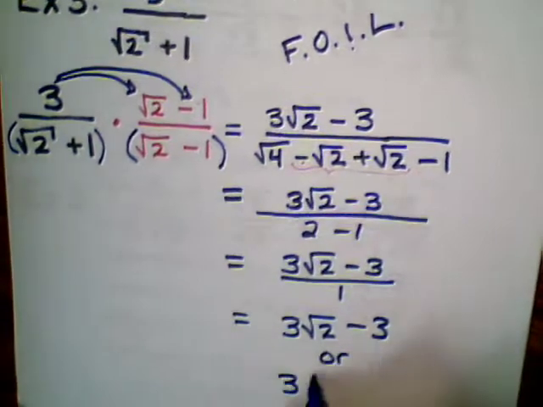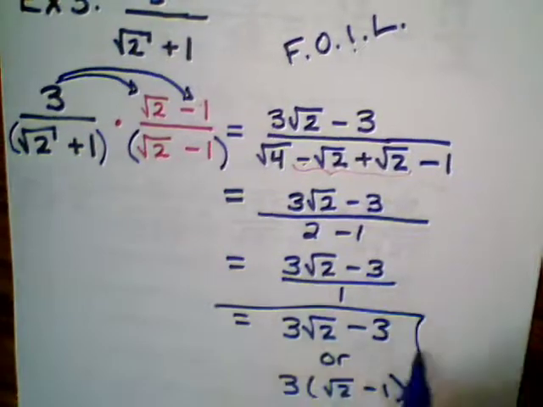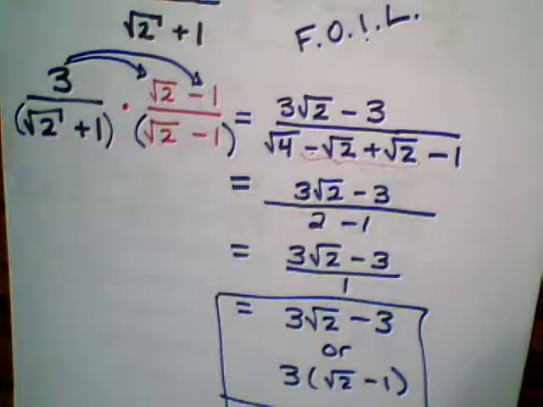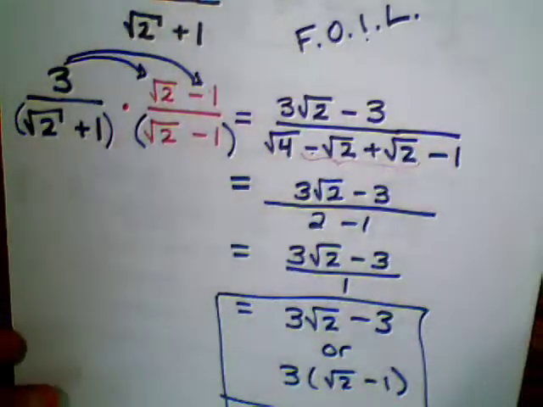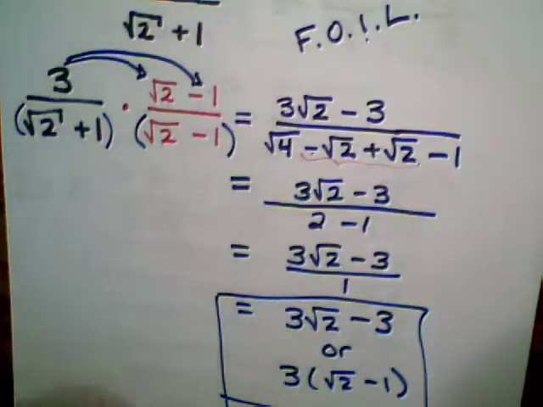And now I can write down my rationalized answer, which is just 3 square root 2 minus 3. Some people would factor out the 3. I'll let you take a look at those equivalent answers. Interesting. Our answer didn't even have a fraction in it anymore. Okay, example 4 is going to be similar to that one, so you'll get a chance to try that again.